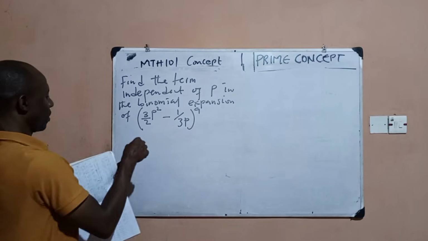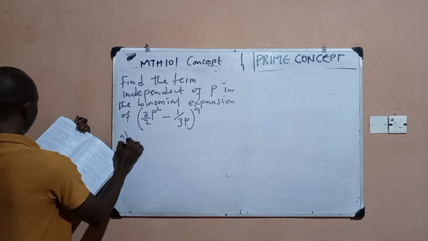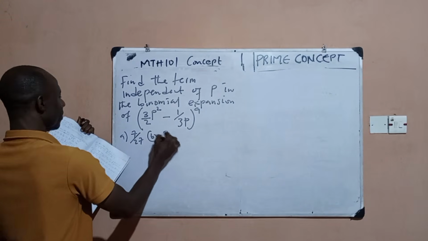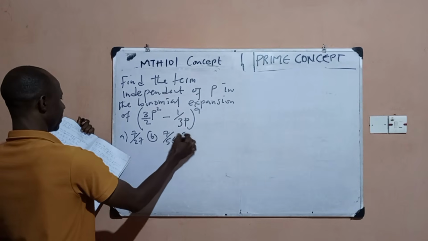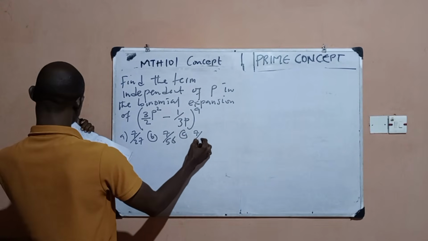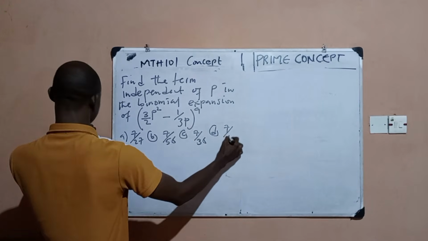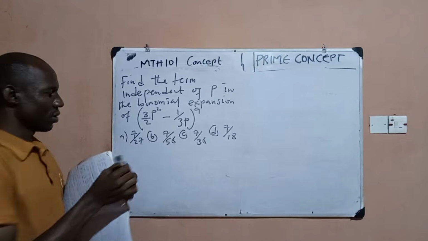So the options we have, option A, 7 over 27, B, 7 over 56, C, 7 over 36, D, 7 over 18. So I'm going to solve it.